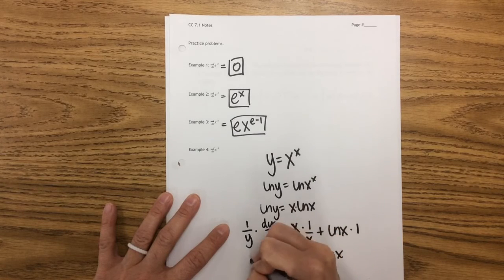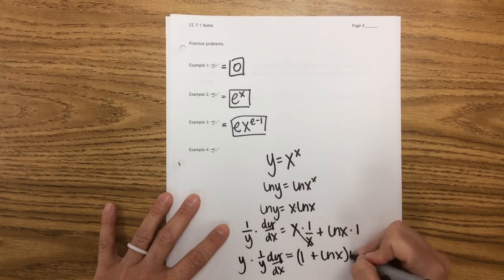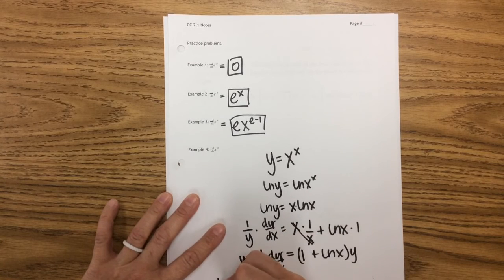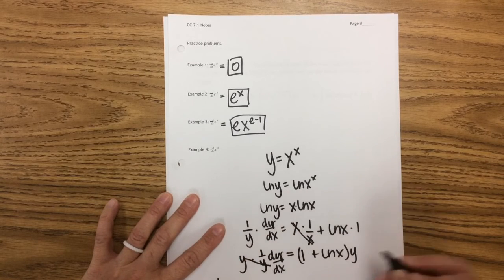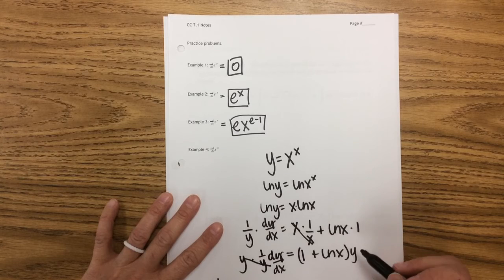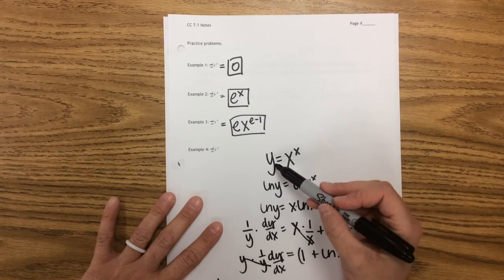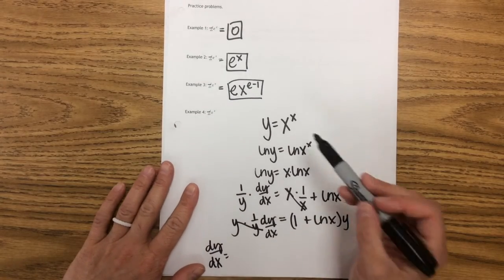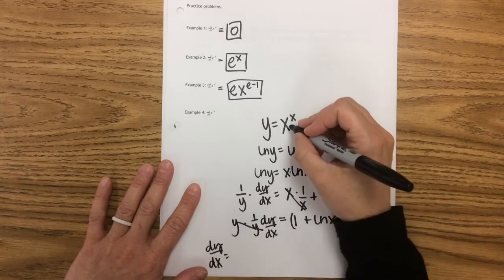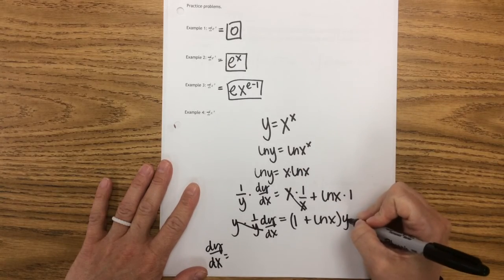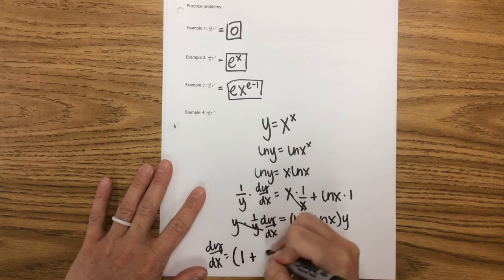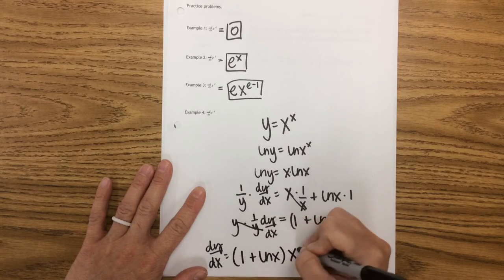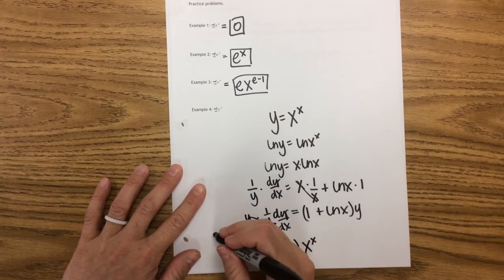Trying to solve for dy dx, so I'd multiply both sides by y. So dy dx equals this. I'd rather not have a y in my answer if I don't have to. And up here, y equals x to the x. So I'm going to take this and sub it in here. And there is my derivative.